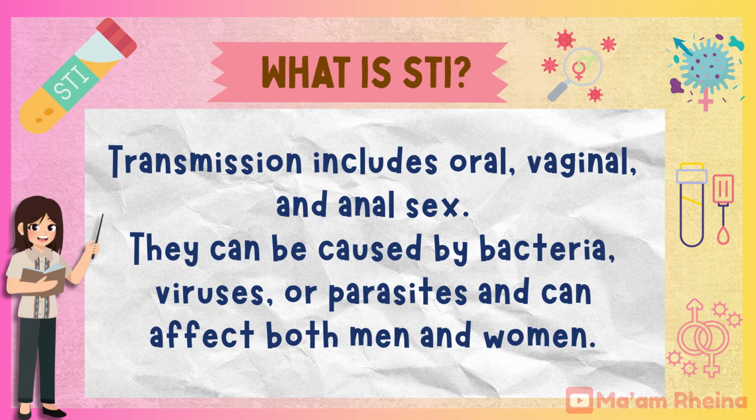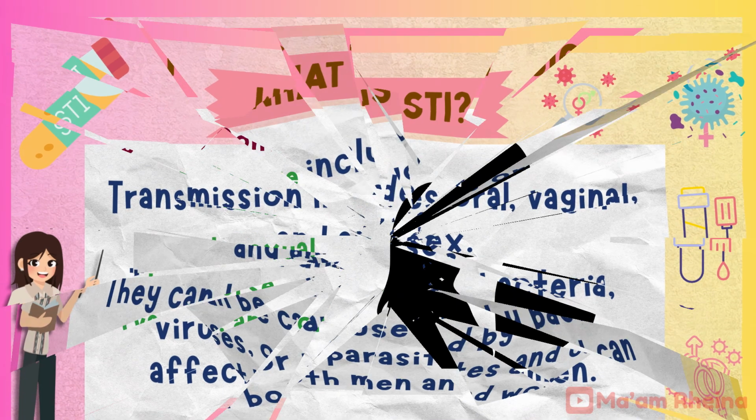STI transmission includes oral, vaginal, and anal sex. They can be caused by bacteria, like chlamydia or gonorrhea, viruses, like HIV or HPV, or parasites, like trichomoniasis. STIs can affect both men and women, and if left untreated, they can lead to serious health problems such as infertility, pregnancy complications, or increased risk of acquiring other infections.